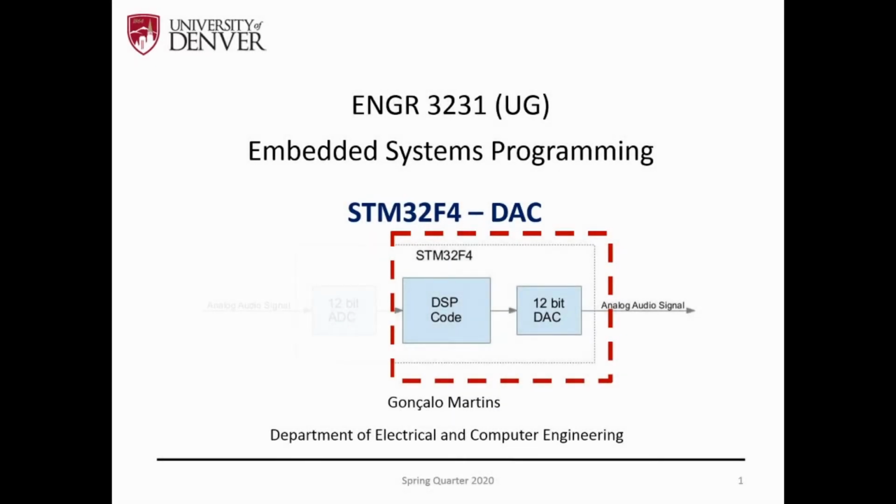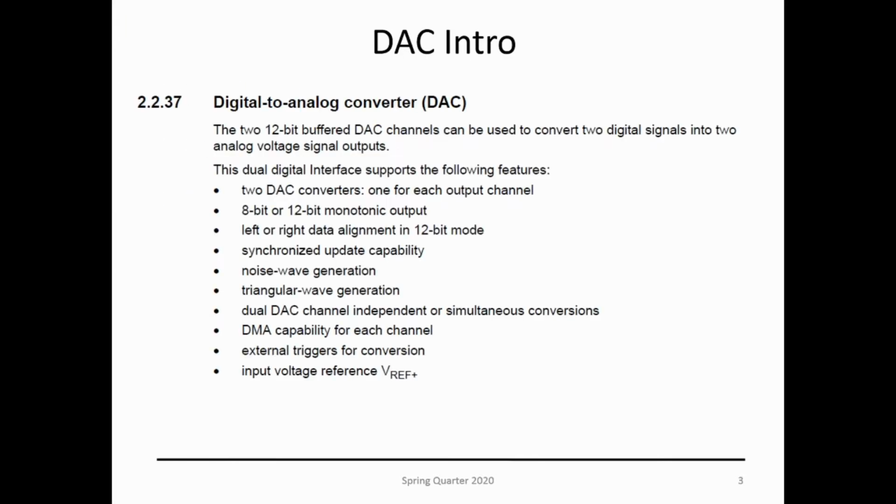Let's look at DACs, or the DAC on your STM32F4. You have two 12-bit buffer DAC channels or converters, with the option of selecting either 8 bits or 12 bits. You can generate a noise wave or a triangle wave. They have the module built in to generate these two types of waves, and you can do dual DAC channel independent or simultaneous conversions.